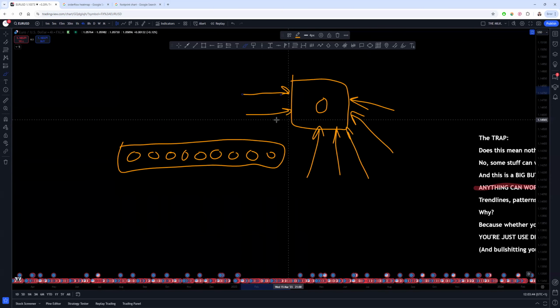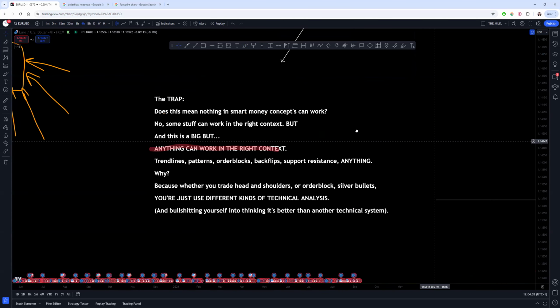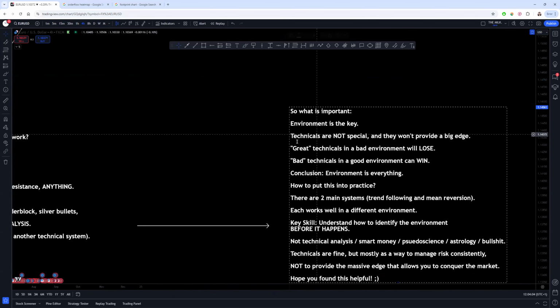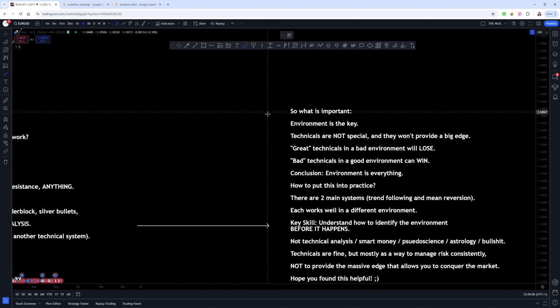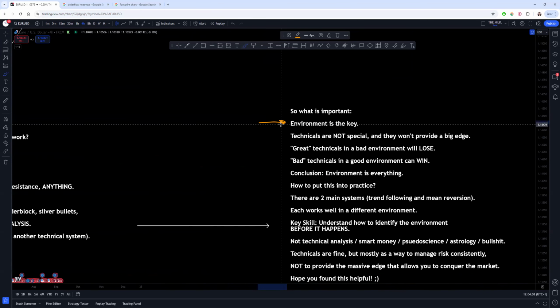And what develops over time is cult-like behavior. This is basic herd psychology, along with a lot of other psychological biases and logical fallacies and things like this. Right? It's a very common and well understood term, but mostly in areas outside of trading. Right? Now, what's the solution? So, what is important? Well, unlike what everybody will tell you, environment is actually the key because technical analysis is not special like you're taught, right?